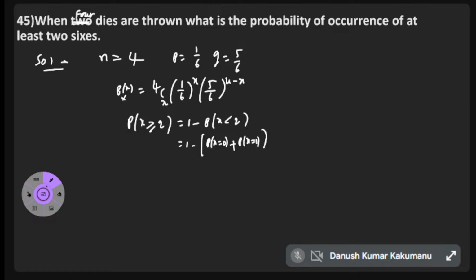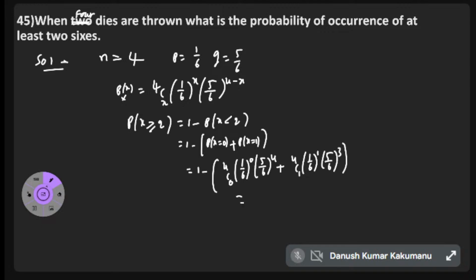In binomial and Poisson, x starts from where? 0 only. Yes or no? In the binomial it is 0, 1 to n, and in Poisson it is 0, 1 to infinity. What is your answer here? 1 minus P of x equal to 0 is 4C0, 1 by 6 to the power of 0, 5 by 6 to the power 4, plus 4C1, 1 by 6 to the power of 1, 5 by 6 to the power of 3. Simplify this, that gives your answer. Check this answer, how much is it?